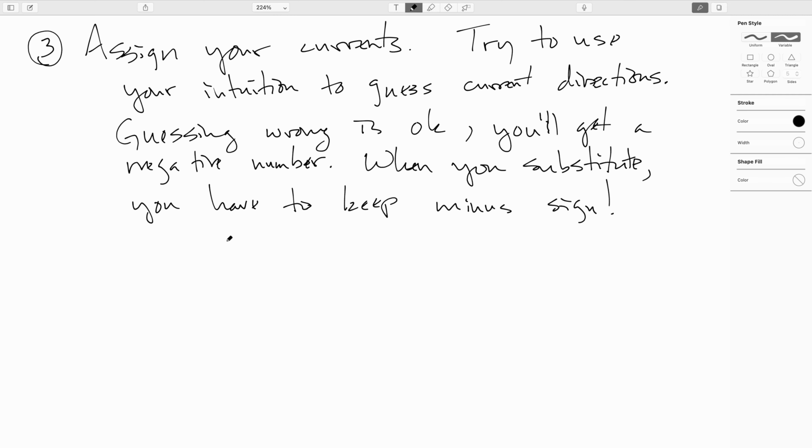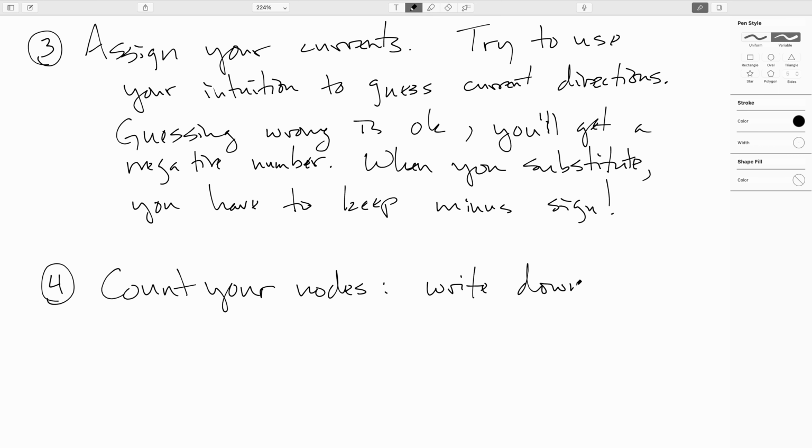So the big deal is you need to get as many equations as you have unknowns. And as a general rule of thumb, node equations are more straightforward to use than loop equations. So we want to write as many node equations as we can. And the first step there is always going to be to count your nodes. And you write down one fewer equations than the number of nodes you have.